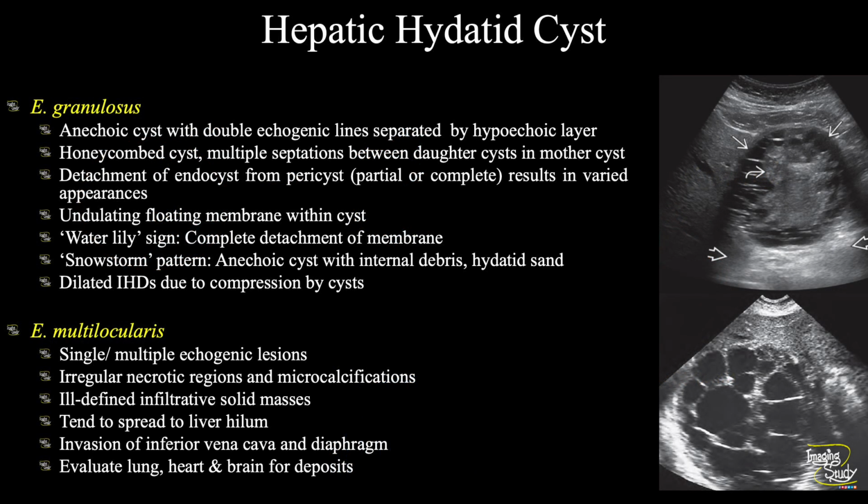Echinococcus granulosus infection will come with an anechoic cyst with multiple layers, as I have mentioned already. You may get a honeycomb appearance, that is the infective state containing multiple daughter cysts, and there may be detachment of the endocyst layer from the pericyst forming a septation. There may be undulating floating membranes within the cyst. In case of complete detachment of the membrane, you may see the water lily sign.